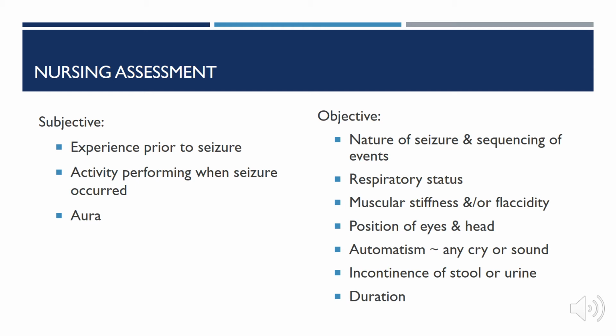We want to know the exact onset. We want to know exactly which body part was affected, how it was affected, and then the course of the seizure. Was it tonic-clonic? Were there movements? Did they have amnesia? Okay, lots of things.